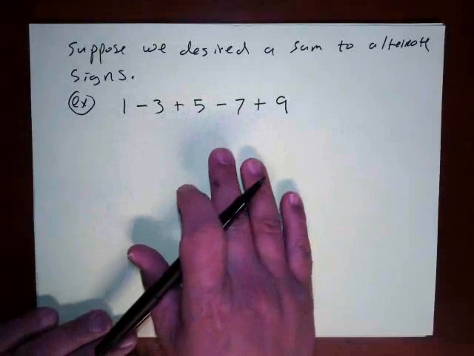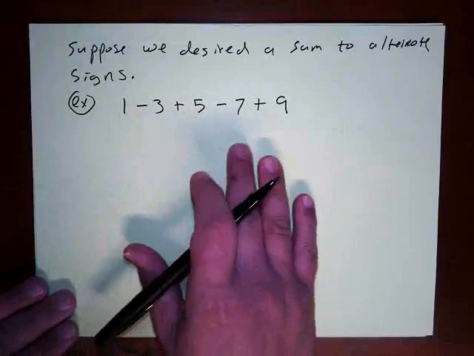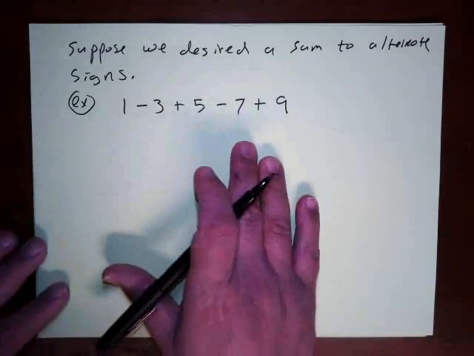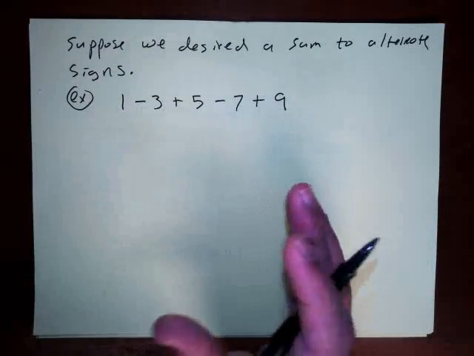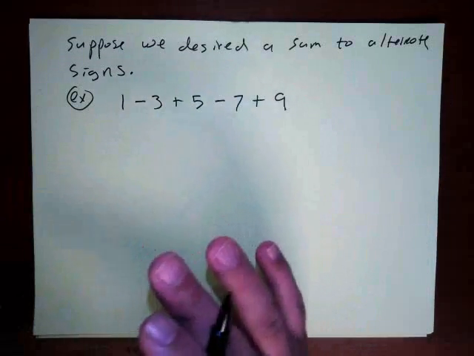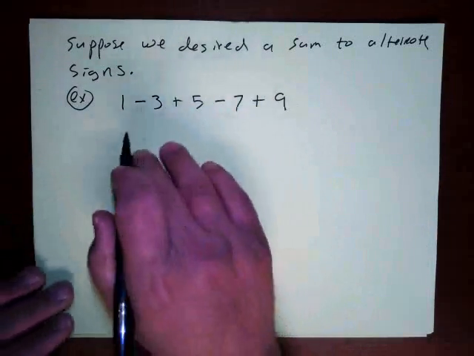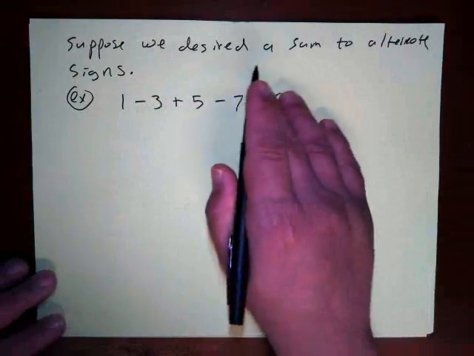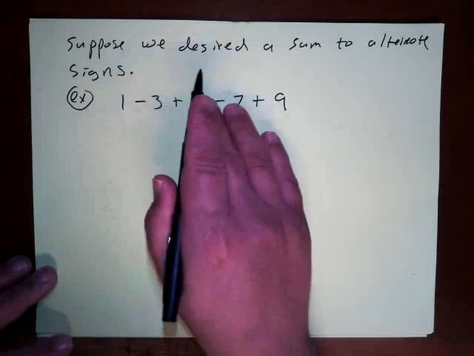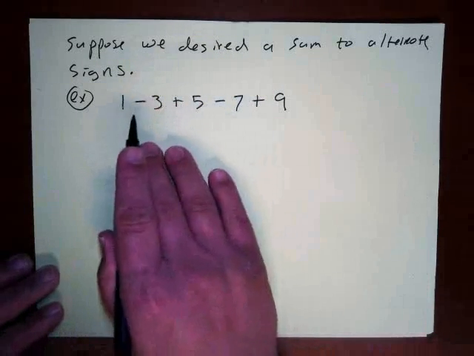Okay, so now we're not going to see this as much with what we're going to do in this section, but when you get to Calc 2 and you look at infinite series, you'll look at alternating series where the signs alternate. So suppose we wanted to alternate. We desired a sum to alternate signs.